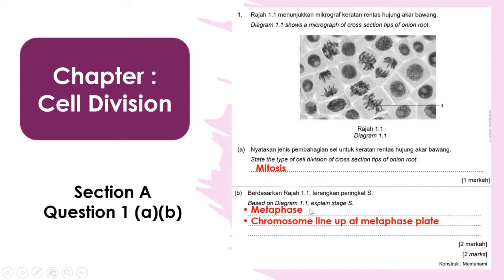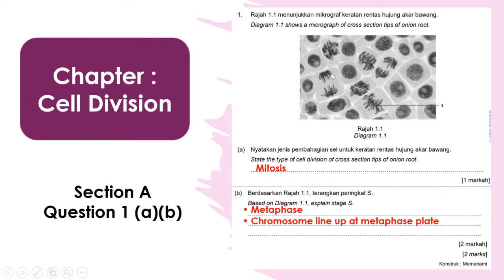Based on diagram 1.1, explain stage S. Let's take a look at the diagram here. This is referred to as stage S. As we can see, the chromosomes align or line up at the metaphase plate. So this is referred to the metaphase. Stage S here refers to the metaphase. You have to explain what happened in the metaphase. Chromosomes line up at the metaphase plate. You will get 2 marks.